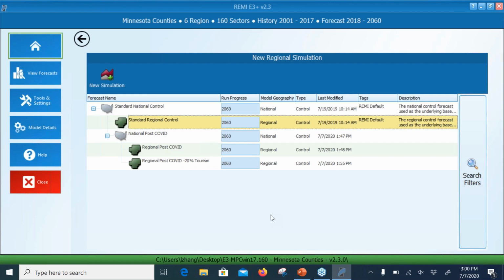A question from Eddie Baranoff: do you provide any of the models free for academic education? On REMI's website, we do offer a free demo model.